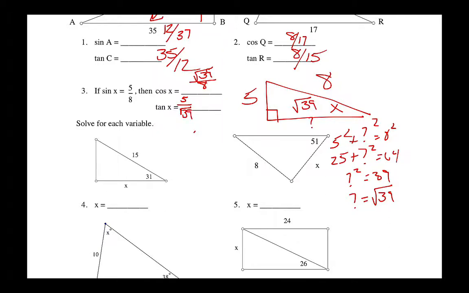But I can't leave the square root of 39 on the denominator of a fraction, so I have to multiply the bottom by square root of 39, also multiply the top by the square root of 39, and I end up getting 5 root 39 over 39. And that would be the tangent of that angle x. So that's what I'm looking for on the first few problems on the test.